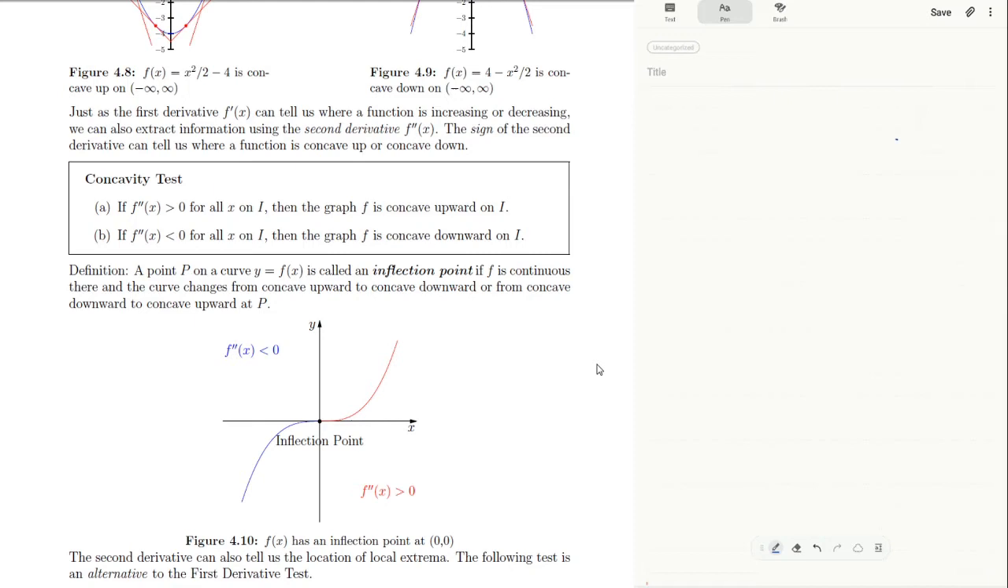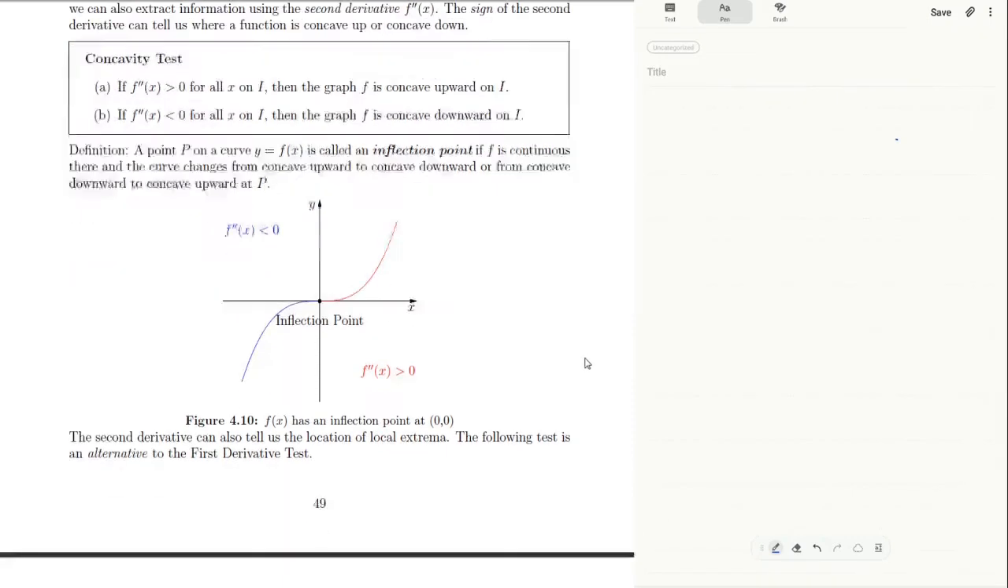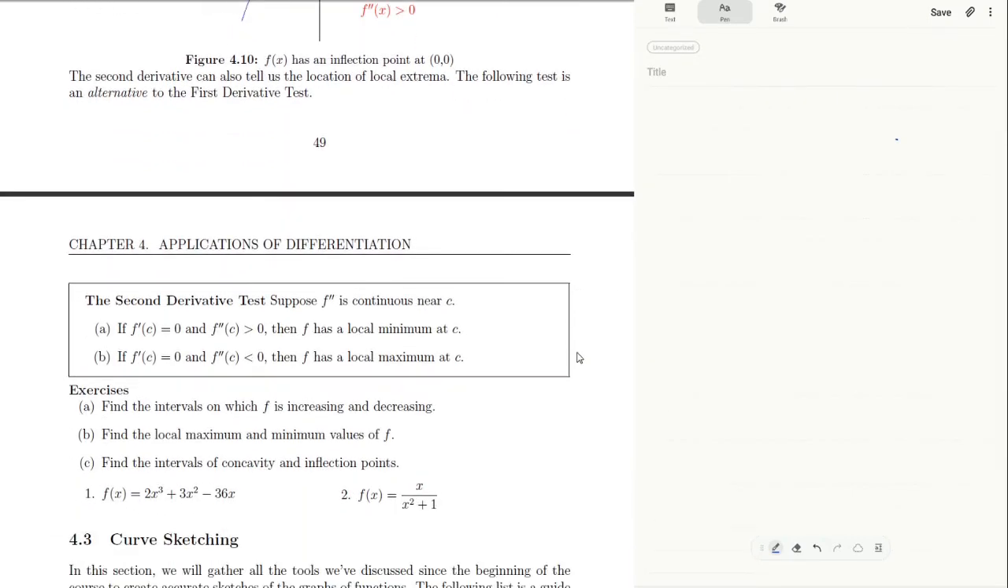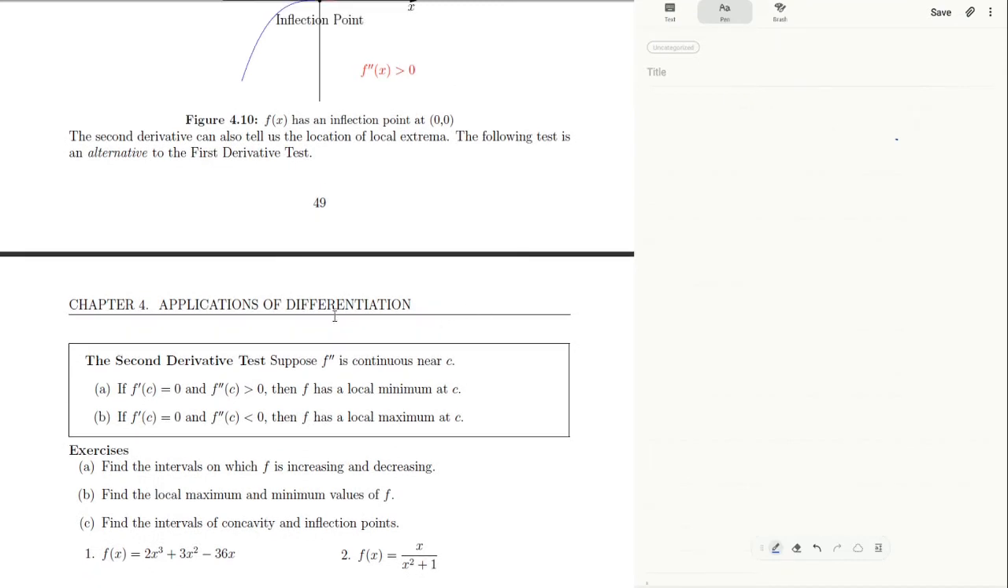Now the second derivative can also tell us the location of local max and local min. And so the following test will be an alternative to the first derivative test. So the second derivative test says that suppose the second derivative is continuous near the point C, and if f prime of C is 0, so the first derivative is equal to 0 at C, and if the second derivative is positive at C, then f will have a local minimum at C.